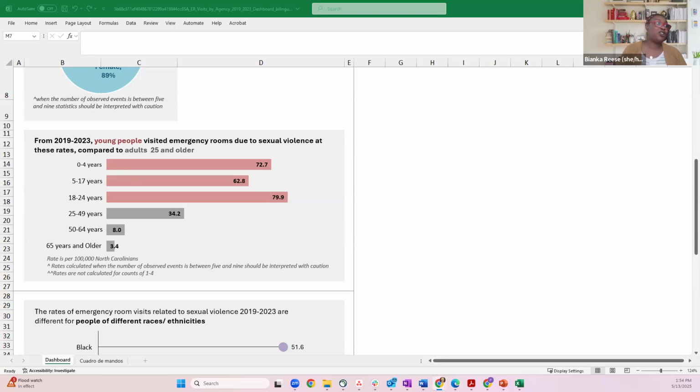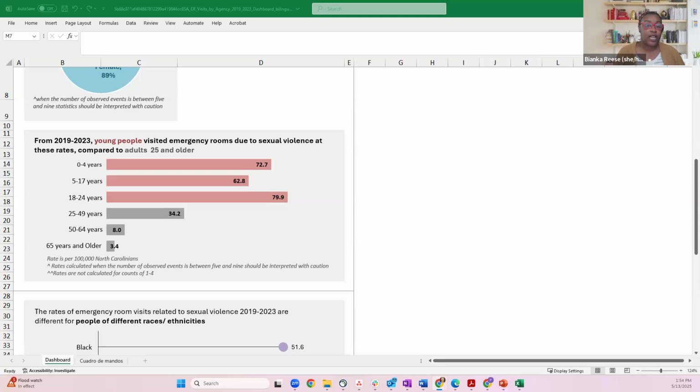Yes, the children 0 to 4 years is concerning, but again, this doesn't necessarily mean that they're experiencing sexual violence the most, but clearly they are, and they are seeking out emergency room care for that. So that's just another tool or information that you have to know where folks are so you can meet them.